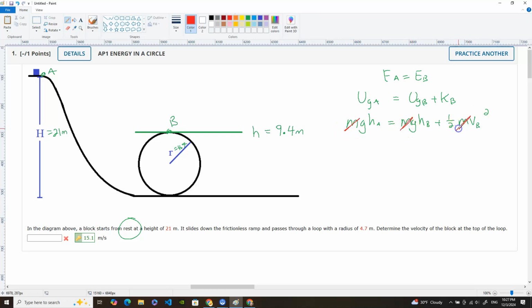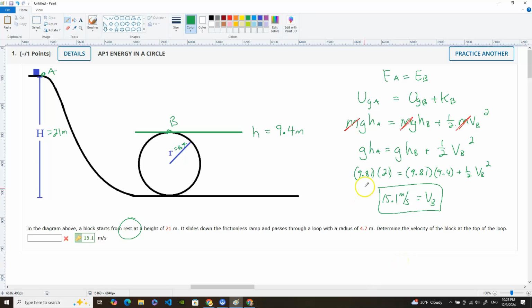For the 10 billionth time, Galileo was right, the mass will cancel out. So gh_A equals gh_B plus 1/2 v_B squared. From here, plug in the numbers: 9.81 times 21 equals 9.81 times 9.4 plus 1/2 v_B squared. Algebra happens: 15.1 meters per second.